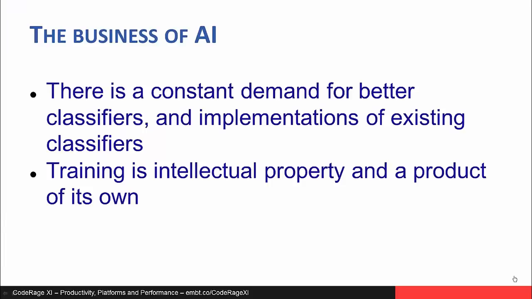Finally, a few words for running artificial intelligence business. There is constant demand for better classifiers and implementations of existing classifiers. In traditional software development, the software is considered intellectual property, and that doesn't change with the artificial intelligence. But in case of artificial intelligence, the training itself also is considered intellectual property and a product of its own.